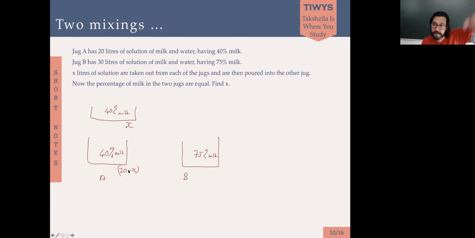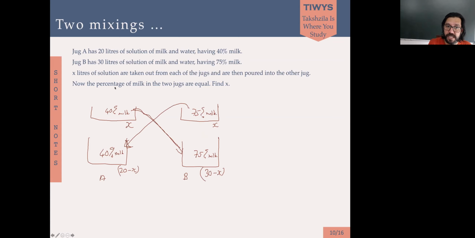Just think that I've dipped my hand and removed it. At the same time, I'll remove from here also x liters. So what will remain will be 30 minus x. And what I remove is going to be 75% itself, students, right? Nothing changes when we remove a solution. Now the mixing that is happening is this is mixed here, and this is mixed here. So you should have got the idea that there are two mixings happening, and it says the percentage of milk in the two jugs is equal. So this long way also has value.